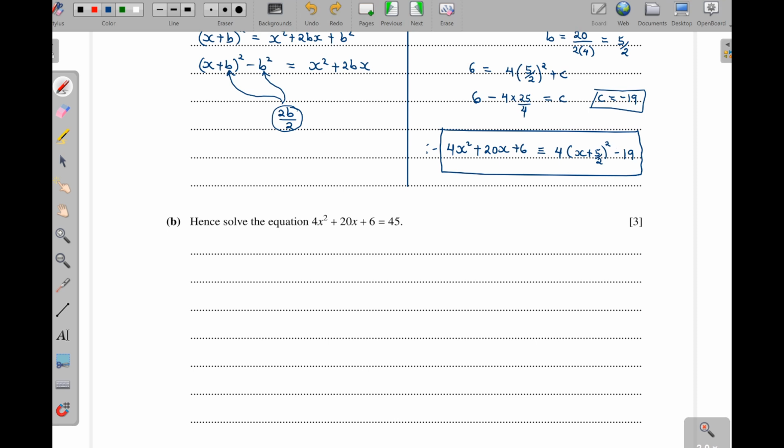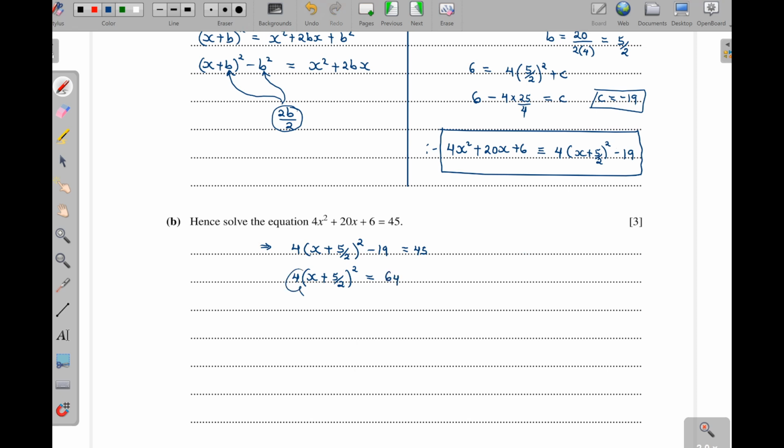This one here, just slide it and put it down here. You have 4 into x minus, because this one is the one that we have expressed here, not so. So x plus 5 over 2 squared minus 19. Then this one is equal to what? 45. Then you'll have 4 times x plus 5 over 2 squared is equal to 1. You bring this one this side, what do you have? 45 plus 19. This one will give you 64.